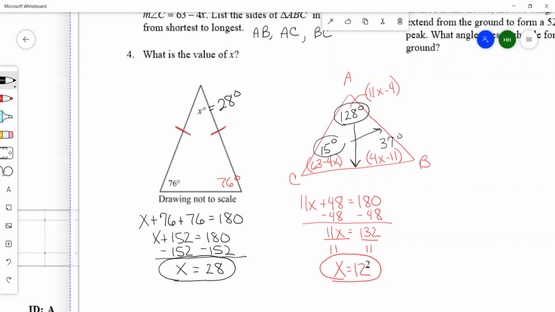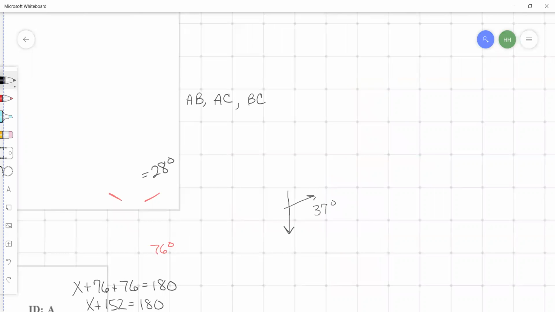Y'all still need that? Oh, come on now, screen.